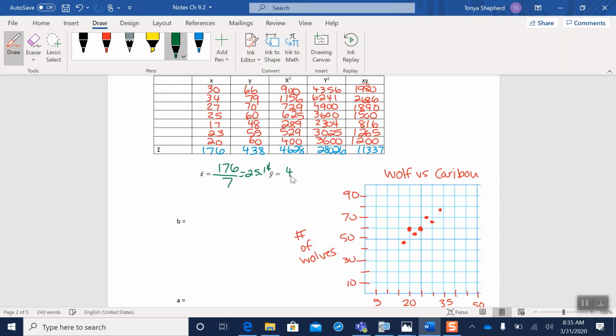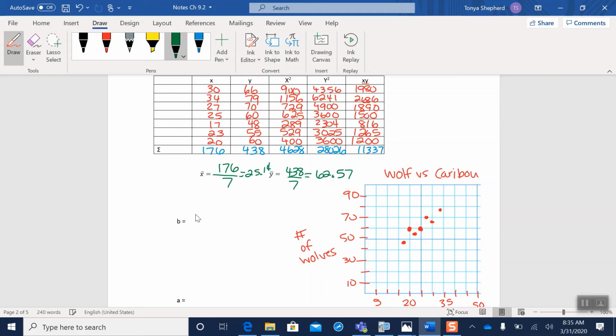And my y bar is 438 divided by 7, which is 62.57. 2 decimal places is fine. Okay, and now we're going to go ahead and use our formula to come up with our value for b. So if you need to, look back at the previous page so you can use the formula for b.